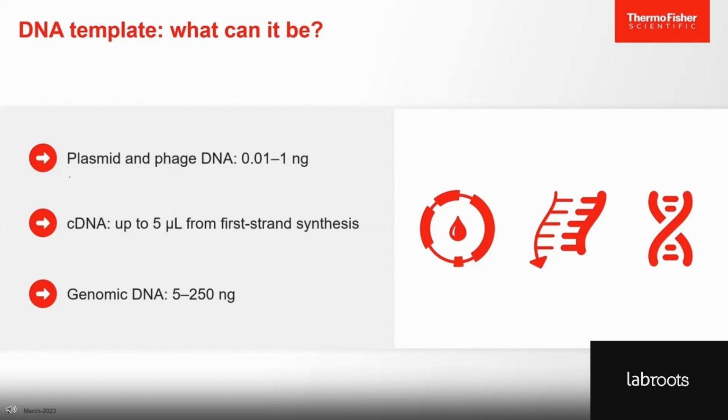5 microliters of complementary DNA from reverse transcription reaction, or 5 to 250 nanograms of genomic DNA. It is important to consider the template amount because it can affect the presence of inhibitors and the efficiency of the reaction. When using complementary DNA, it is common practice to use it directly for the PCR without determining its concentration to avoid sample loss and transfer of inhibitors, including the RT enzyme.